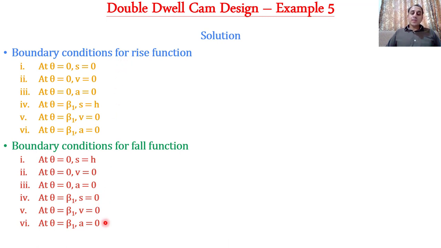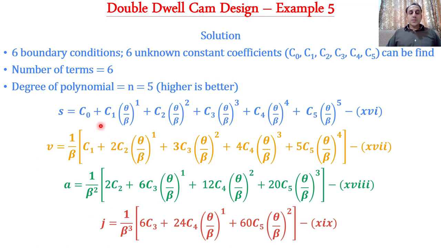Similarly, we can write the conditions for the fall function. At the start of the fall function, what should be the displacement? That should be h, whereas velocity and acceleration should be 0. At the end of the fall function, what should be the value of displacement? That should be 0. What should be the value of velocity and acceleration? Those should be 0. That is the polynomial function for the displacement.